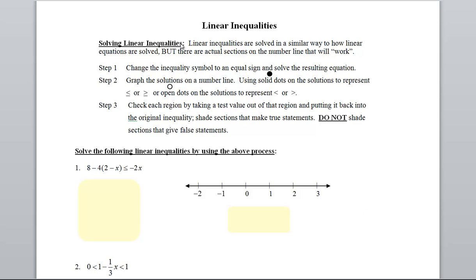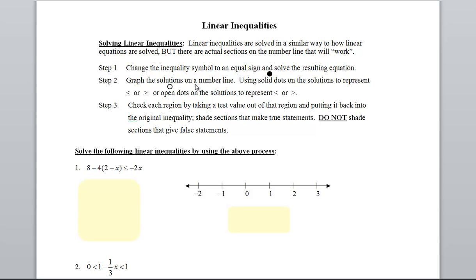Solving linear inequalities. Linear inequalities are solved in a similar way to how linear equations are solved. But there are actual sections on the number line that will, quote-unquote, work, which means it'll make the inequality statement true. So first step, change the inequality symbol to an equal sign and solve the resulting equation. So we've done step 1 before in our past.